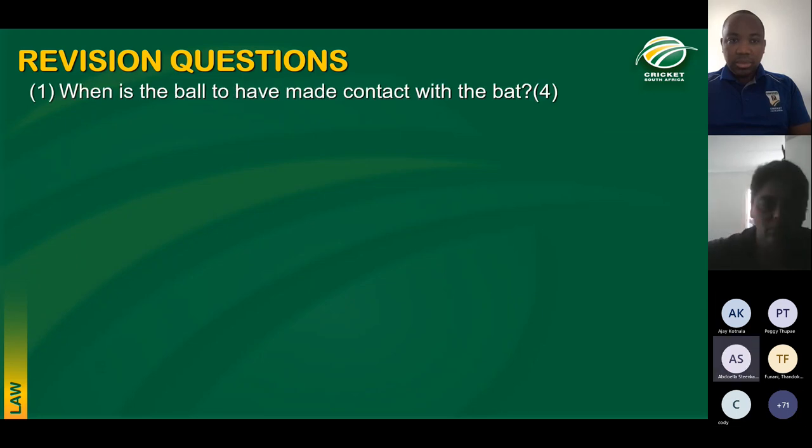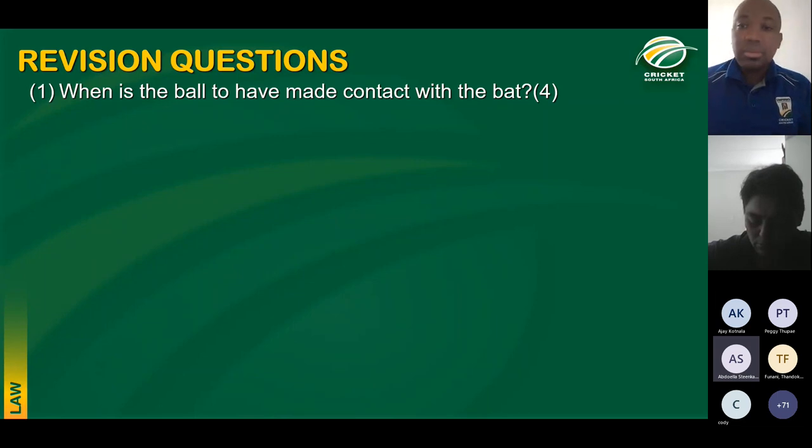So the first revision question: when is the ball to have made contact with the bat? And you'll see in brackets, it's a 4 point answer. So 4 points you'll get for this particular question. So you need to give at least 4 points in your answer. So Tom, do we have any hands raised?